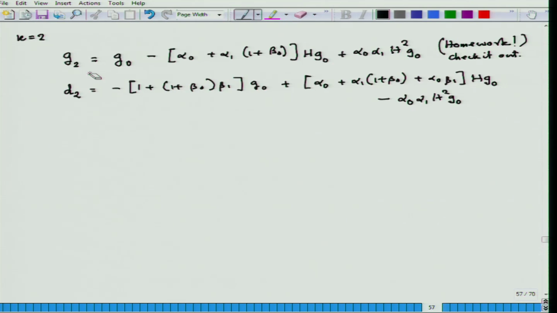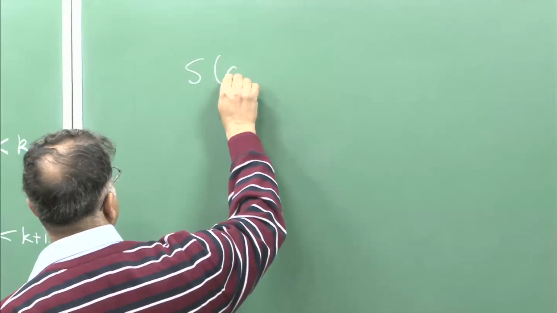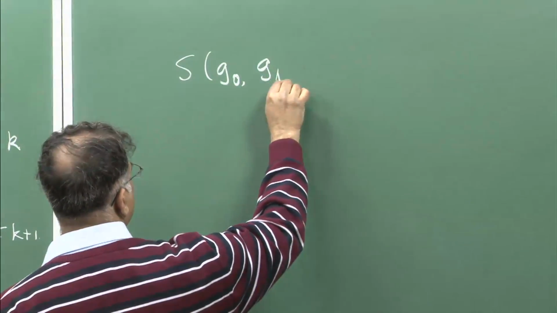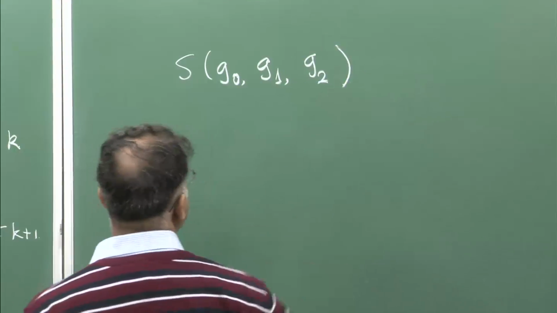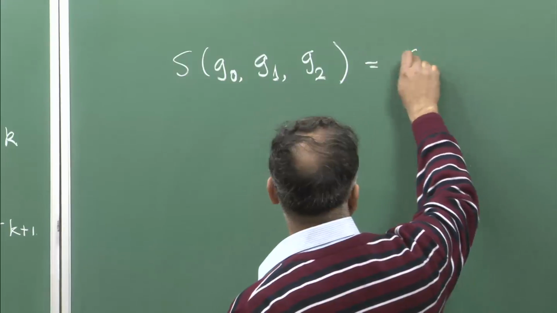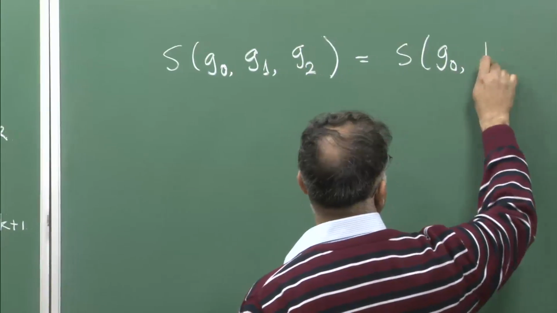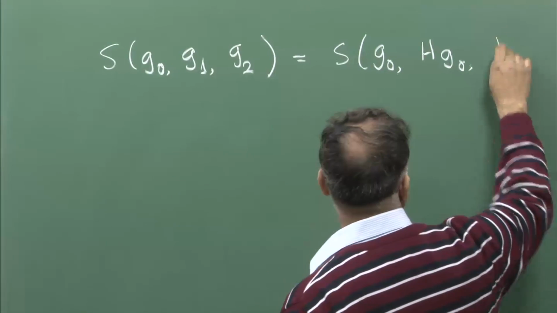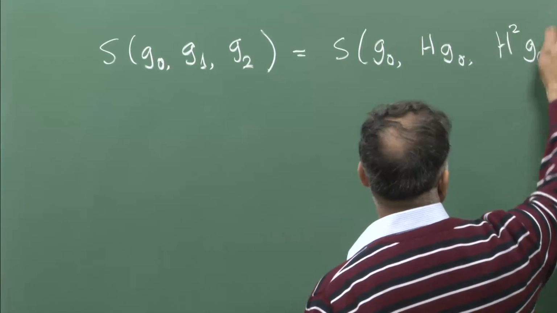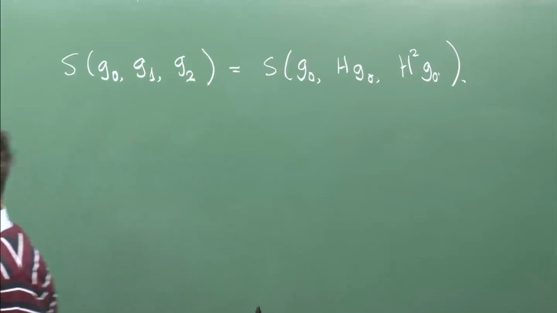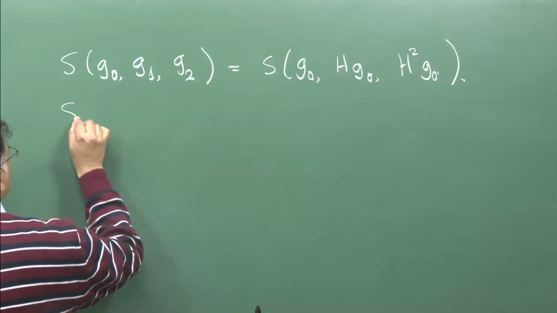Now, what I want to say is that you observe again that G2 is a linear combination of G0, H G0 and H square G0, while D2 is also a linear combination of G0, H G0 and H square G0, which shows that you can have this conclusion that the span generated by G0, G1, G2 is the same as the span generated by these vectors.